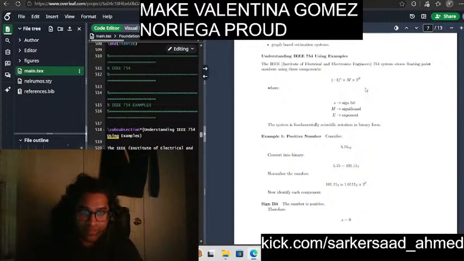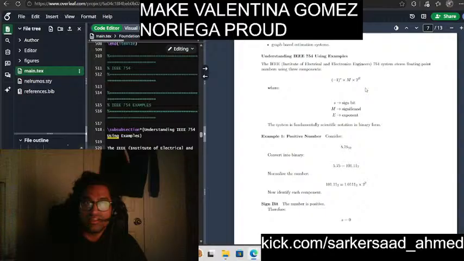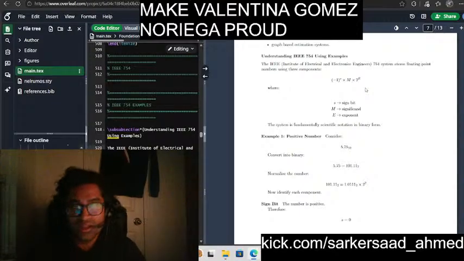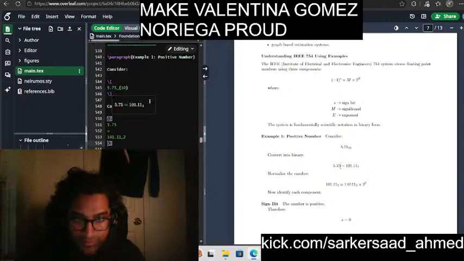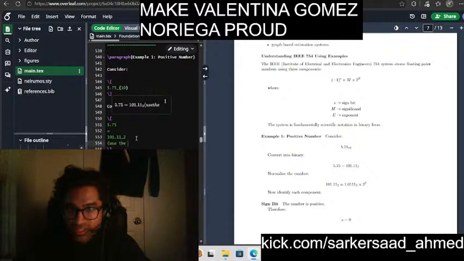The system is fundamentally scientific notation in binary form. So consider 5.75, that's in base 10. It's a real value, not a binary, but a value. So we're going to convert that into binary. 5 is 101. 0.75 is 11. So I'm just going to write here, use the binary table.